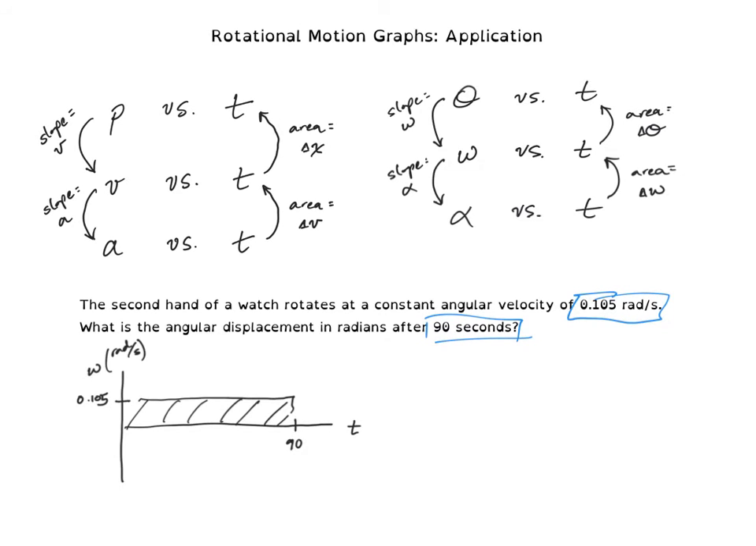Now ultimately what we're trying to find is the angular displacement. So let's go up to our handy dandy chart here. So we have an angular velocity versus time graph. If I want the angular displacement, I need to take the area of this angular velocity graph.